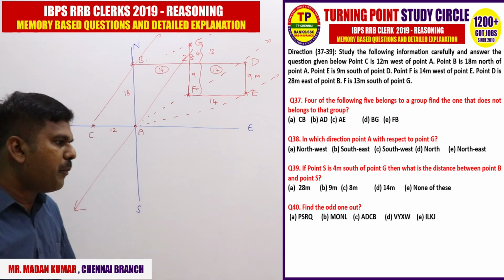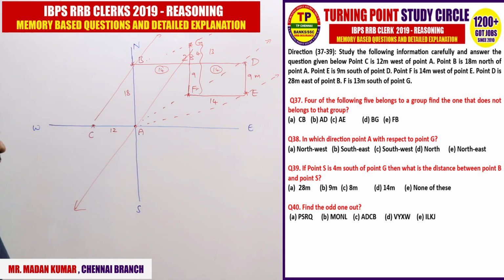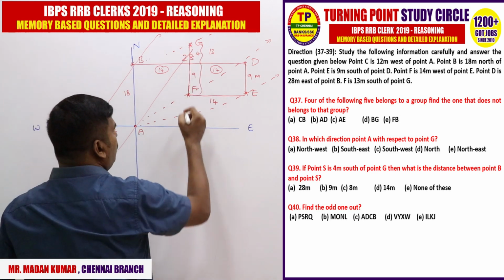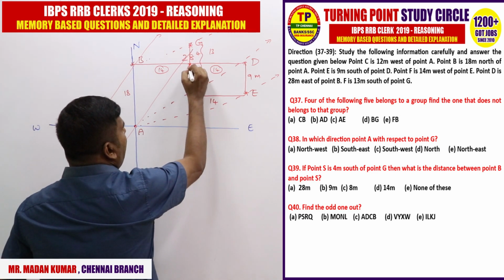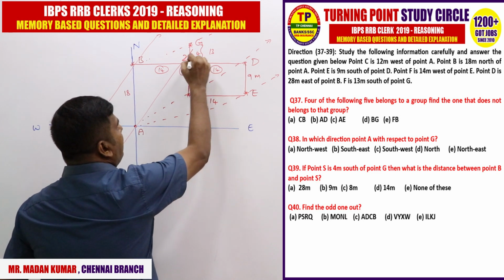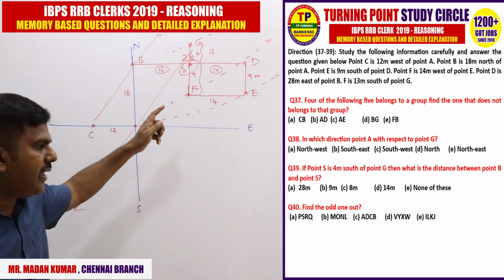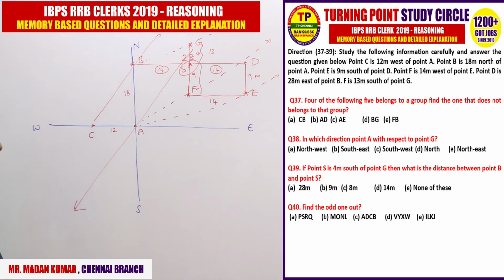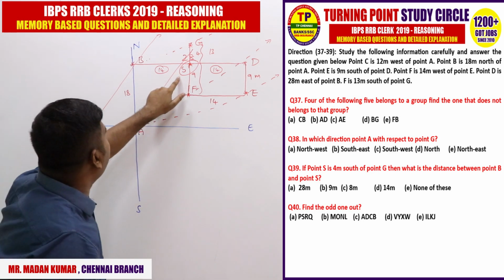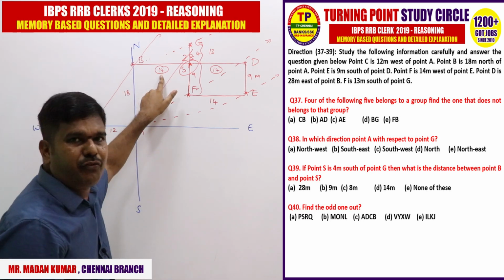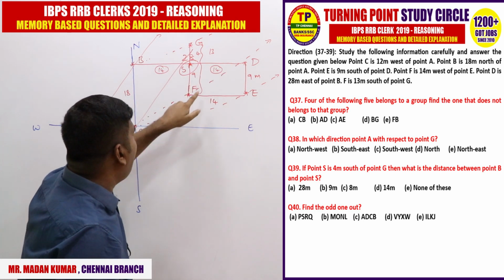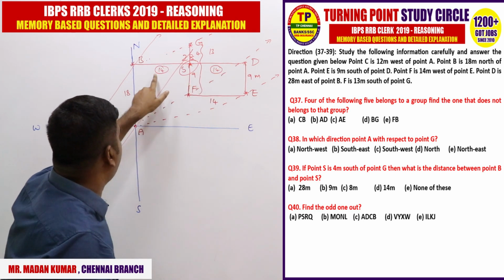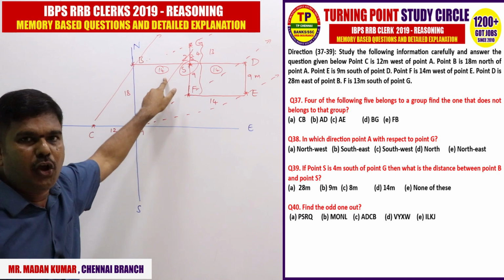What is the next one in directions? Last question. If point S is 4 meters south of point G, G is here, south is this one, 4 meters already been given. S is here. So if S is 4 meters to the south of point G, then what is the distance between point B and point S? S and B, how much is the distance? Nothing but 14 only, because total is 28 and exactly it's been bifurcated into 14 and 14. B and S, the distance is nothing but 14 meters.